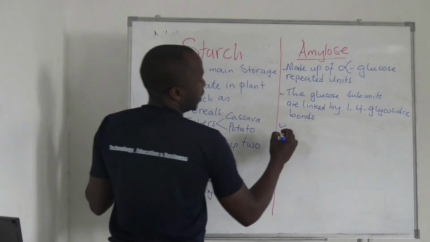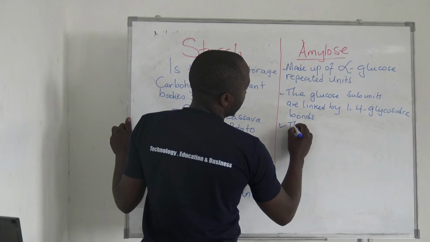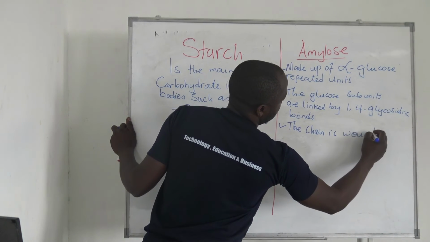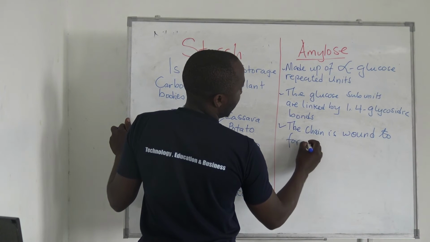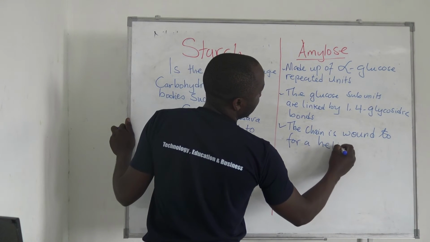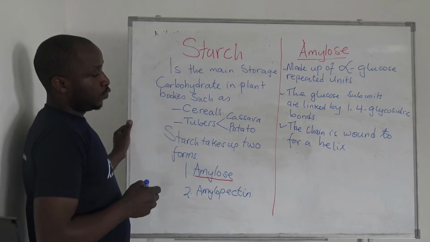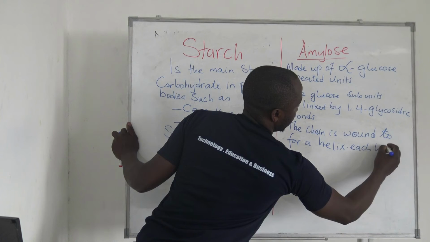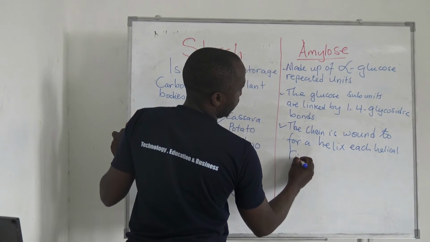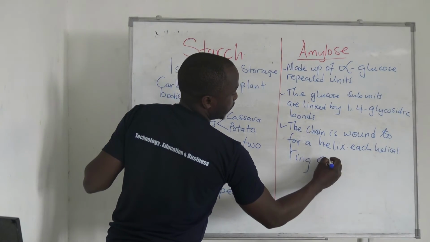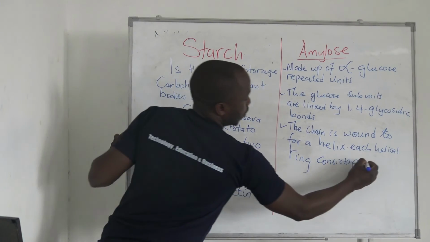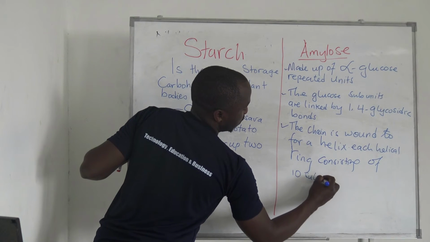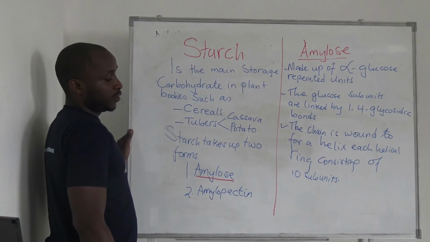Then the chain is wound to form a helix. To form a helix. Each helical ring consisting of 10 subunits. 10 subunits.